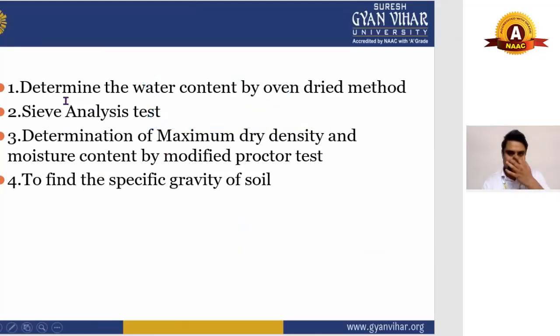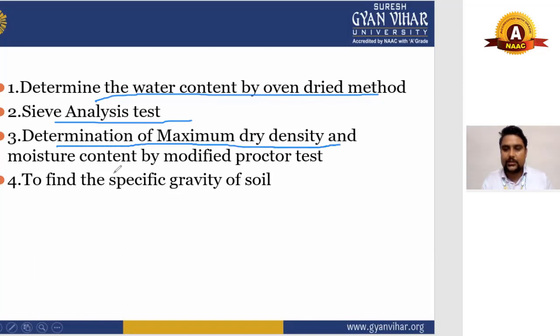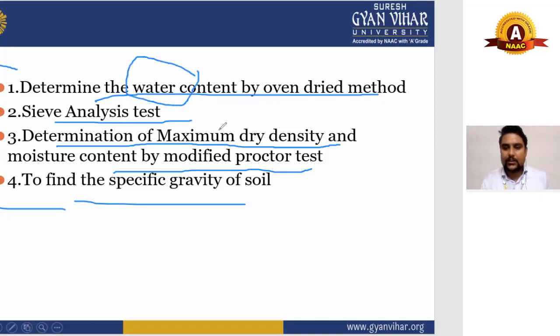As you can see here, this is your table of contents. Determine water content by the oven drying method. Second, we will see the sieve analysis test of a soil. Third, we will see determination of maximum dry density and moisture content by the modified Proctor test. And fourth is to find the specific gravity of soil. These are very important topics in geotechnical engineering. If you watch this video, you will understand how to determine the water content of a soil, and you will also know what the dry density, the modified Proctor test and the specific gravity of soil are.